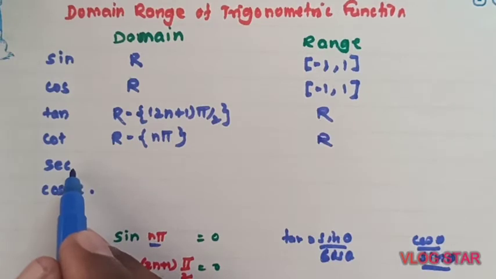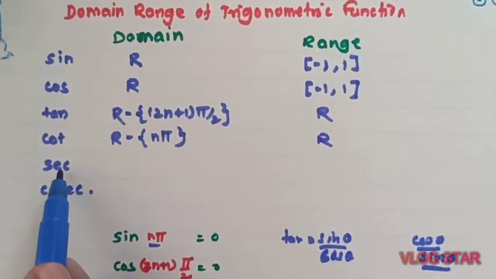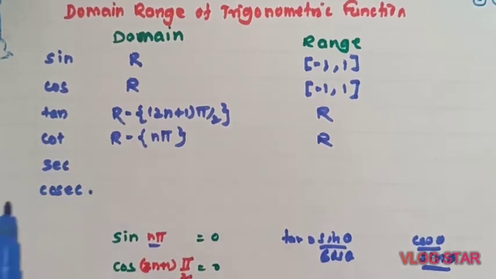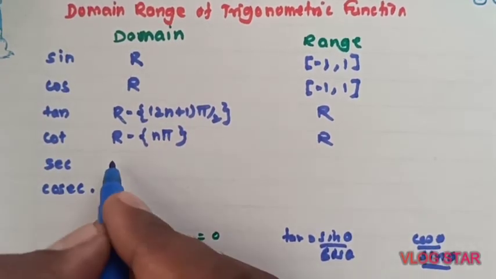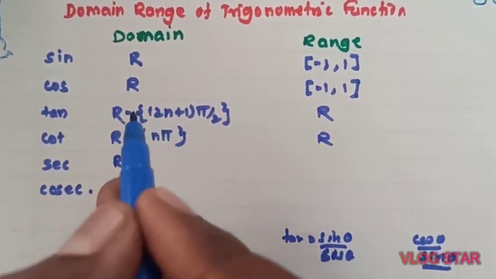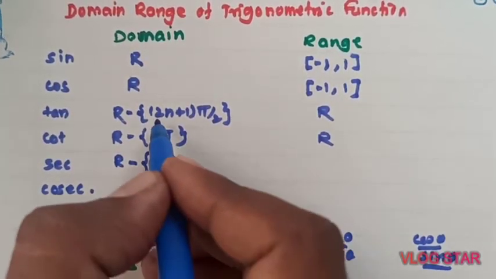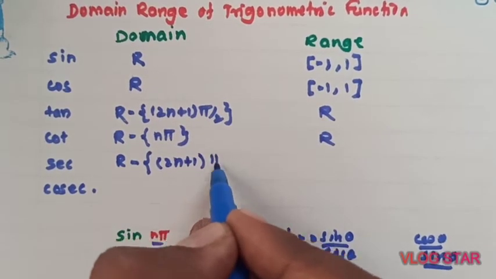What about sec? Look at how we are developing this table. We are going to the definition. Sec means 1 by cos. Now whenever cos is 0, sec will not be defined. So the denominator of sec is cos, and the denominator should not be 0. Just like tan, whose denominator is cos, again we have to exclude odd multiples of pi by 2.